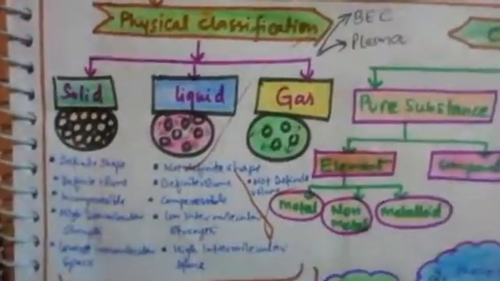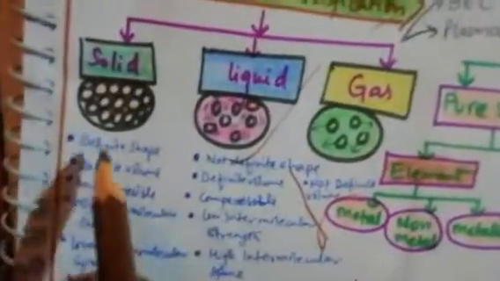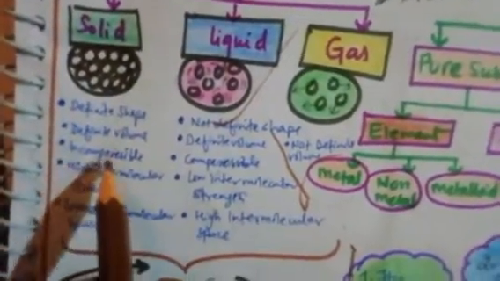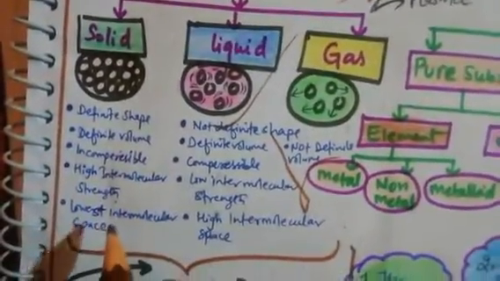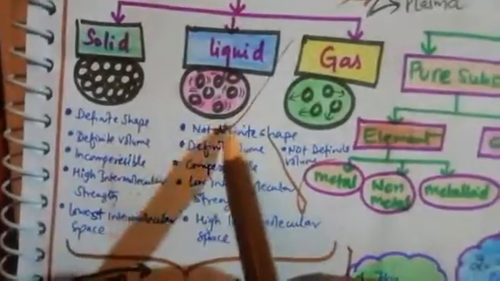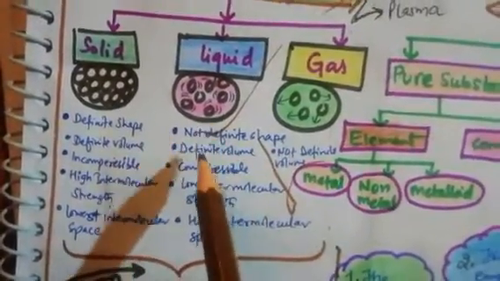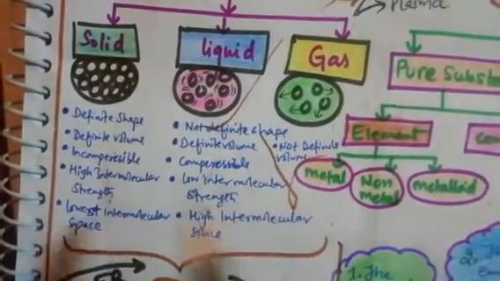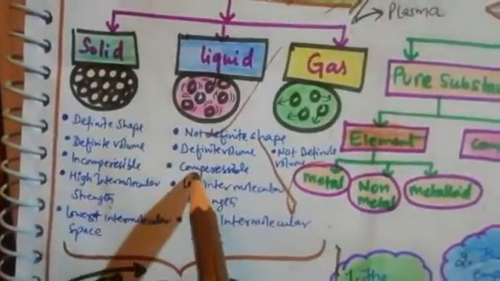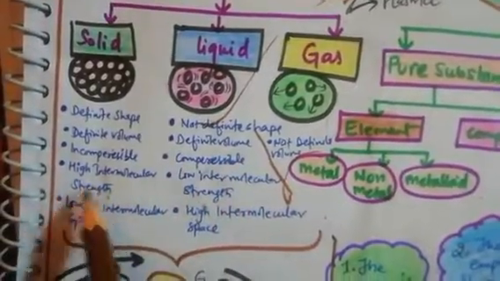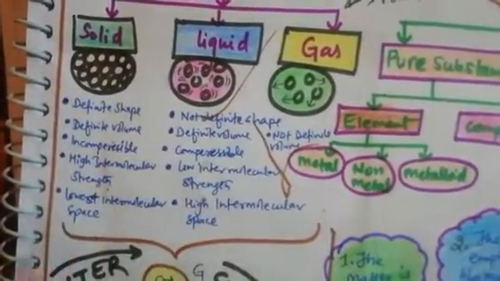If we differentiate solid, liquid and gas, it is very simple. As you know, a solid has definite shape, definite volume, is incompressible, and has the lowest intermolecular space and the highest intermolecular strength. Liquid and gas both don't have definite shape, but a liquid has definite volume, whereas a gas does not even have definite volume. Both are compressible. They have low intermolecular strength compared to solids, and high intermolecular space compared to solids.